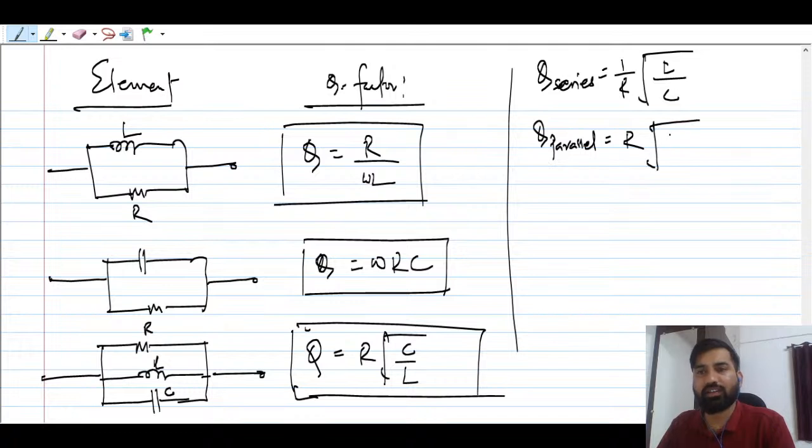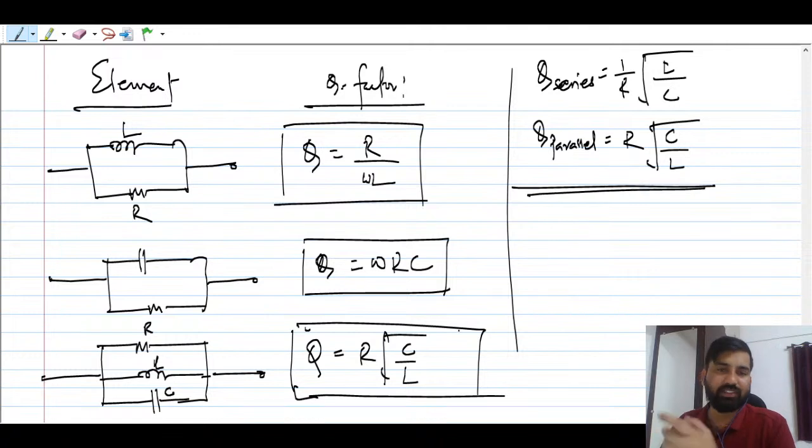And what is the dual of L? That is C. What is the dual of C? That is L. So with this also you can do it like this, okay? Or just take the ratio of that, okay? And that is enough. So if you know series, you can find for parallel.